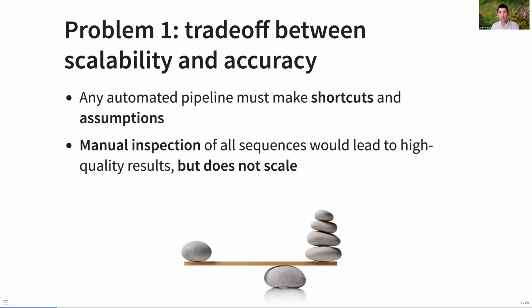So the first problem is that there is always going to be a trade-off between scalability and accuracy. Any automated pipeline must make some shortcuts and assumptions because of the large amount of data that it's working with. On the other hand, manual inspection of all sequences would be expected to lead to higher quality results, but this approach simply does not scale.